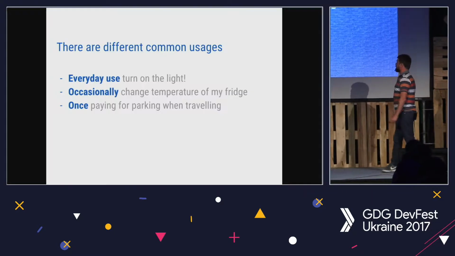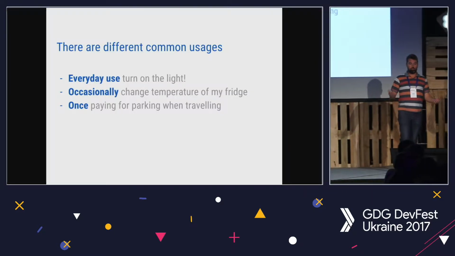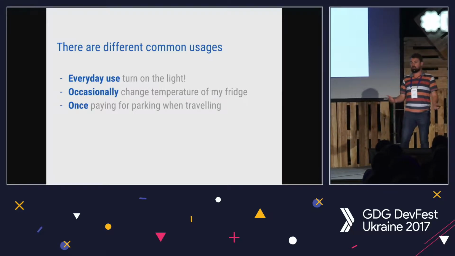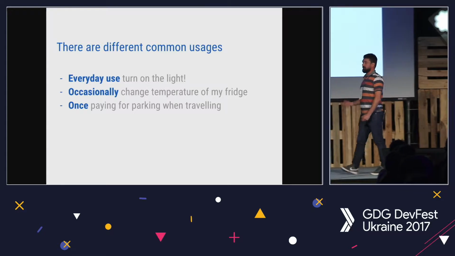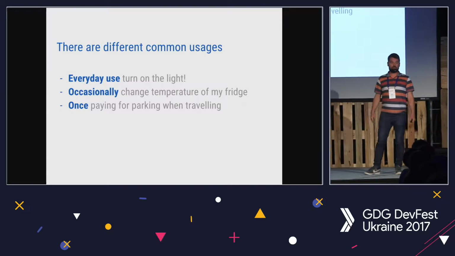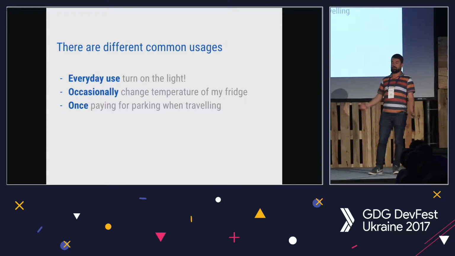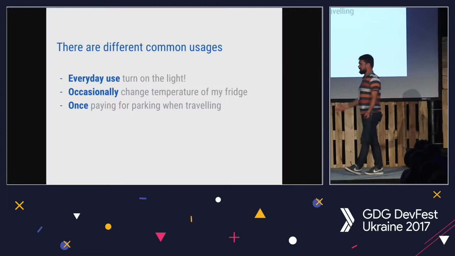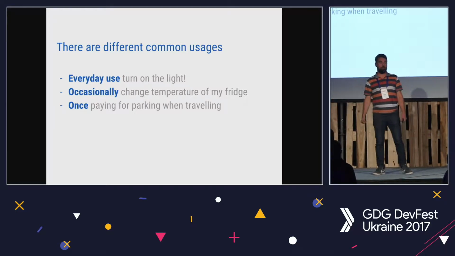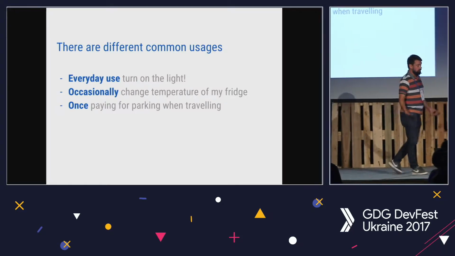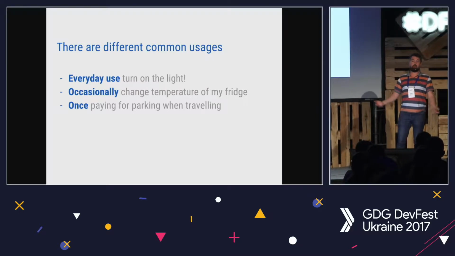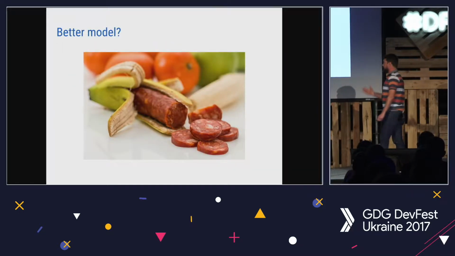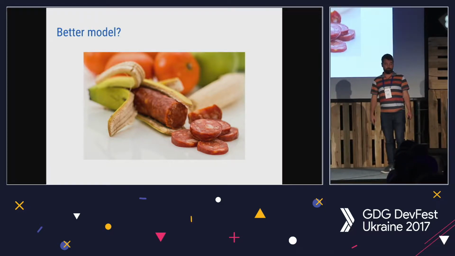But let's look at some of these usages. When talking about smart devices, I categorize them into 3 groups. The devices you use every single day, like turning on the lights. Some you'll use occasionally. It could be, for instance, your refrigerator. It's fine during winter, but when it's summer, you really want those beers to be cold, so you want to adjust the temperature. And it could be things that you use once in a lifetime, like paying for parking in another country. You might wonder, is there a better model?